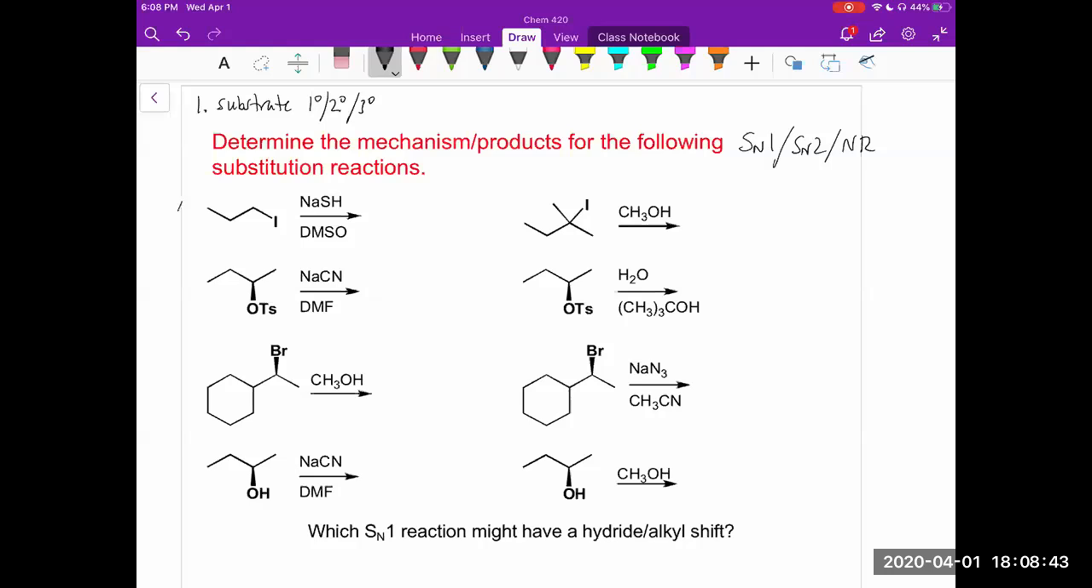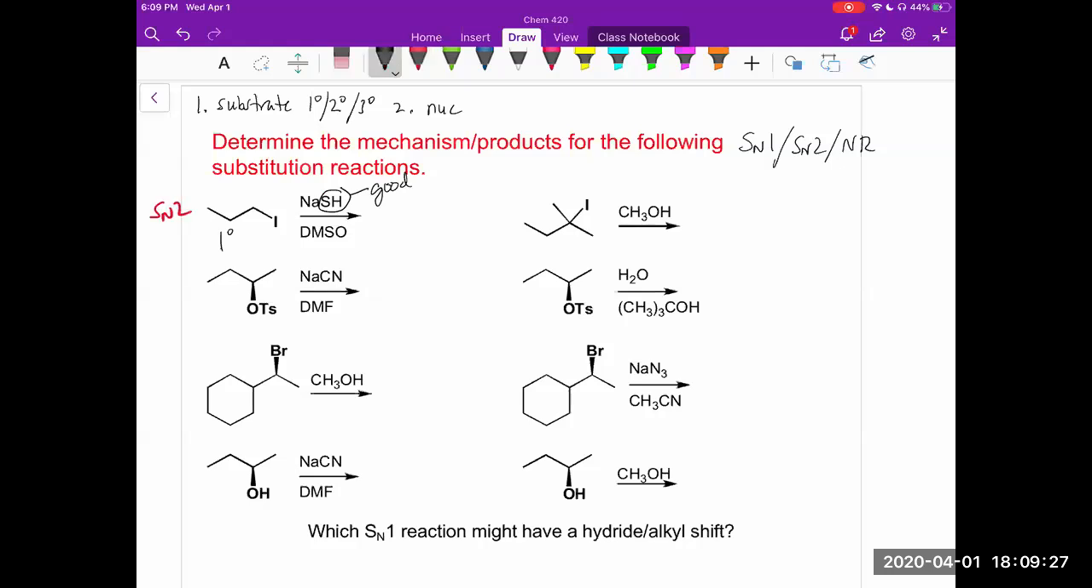So first one in the first column, we'll call it A. When you look at that molecule with the iodide, primary, secondary, tertiary. Primary. Good, primary. What kind of a nucleophile do I have? That's the second thing I look at. It's HS minus. How do you classify that nucleophile? Good, it's a good nucleophile. So primary substrate, good nucleophile. This is pointing towards what kind of mechanism? SN2. Yeah, everything's pointed towards an SN2 mechanism.